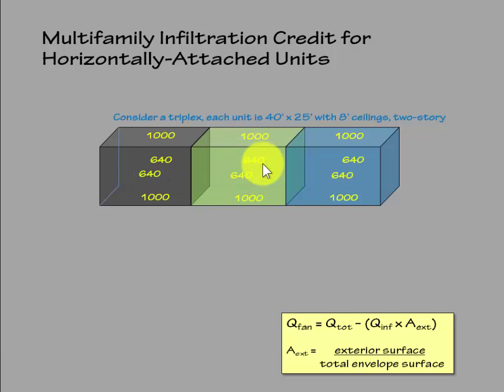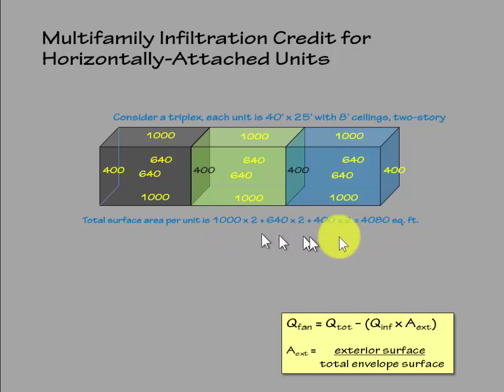The front and back turns out being 640 square feet. That's also exposed to the exterior. Now, these end values, this is an end wall, 400 square feet. Here's an end wall down here, 400 square feet. But for the center unit, the one in question, we have 400 square feet and 400 square feet of wall in common with the adjacent units. So the total surface per unit is listed here. And if you want, you can stop the video and check my figures here and try to figure this out.